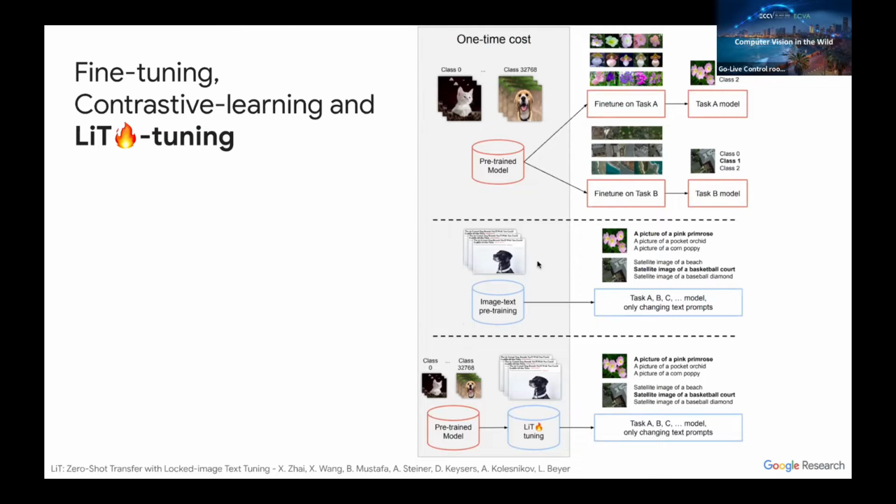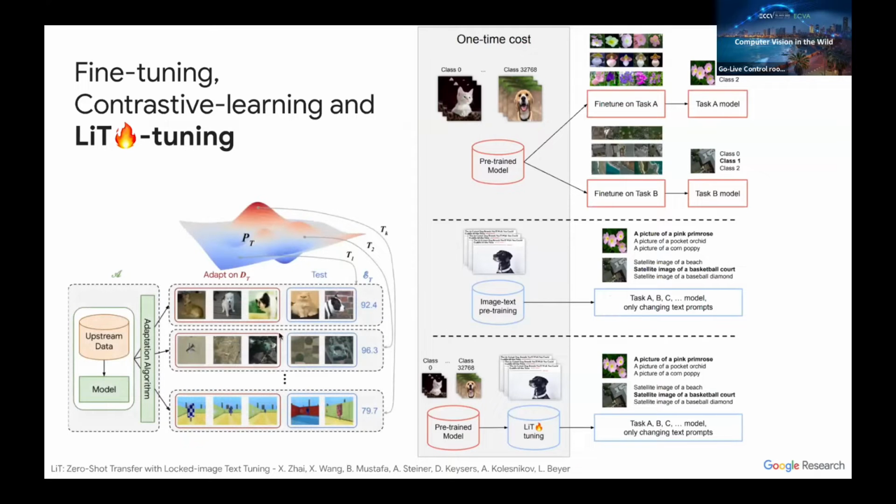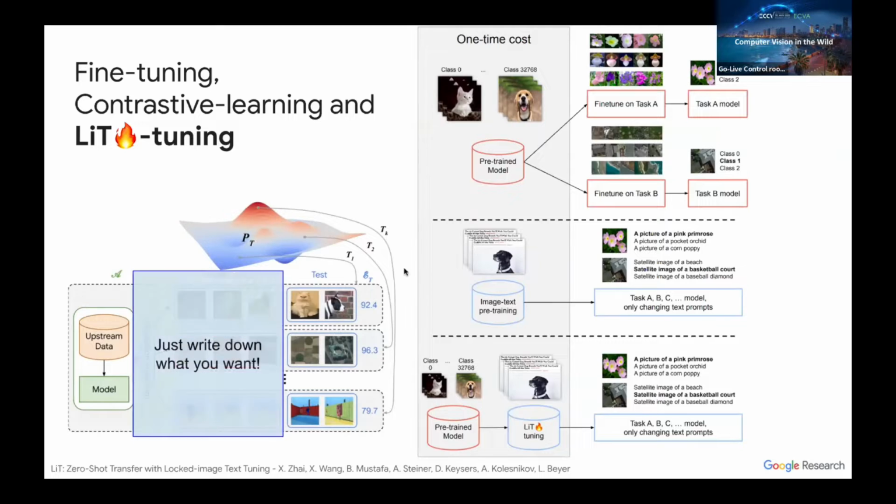With contrastive learning, it tries to learn this image-text model from scratch. Then for an image, it can write prompts like a picture of a pink primrose, or a picture of a pocket orchid, or a picture of a corn poppy. The model can rank those and get your target class. With LIT, it takes a pre-trained model and only tunes the text encoder. You can get the same property. And let's go back to this VTAB process again. With LIT tuning, you just need to write down what you want without adaptation at all.